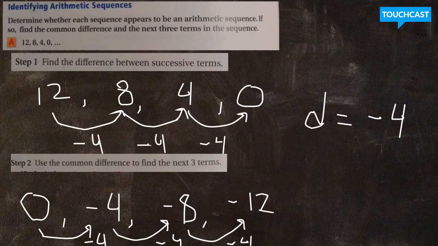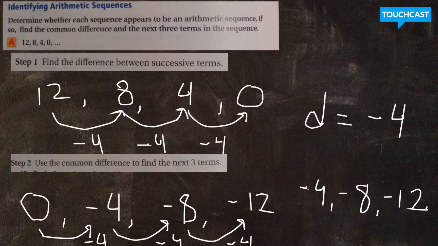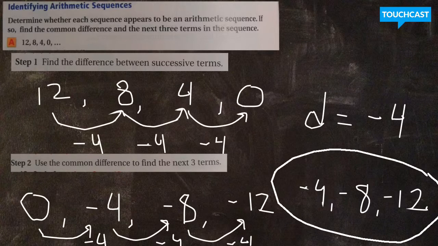So the next three terms are negative 4, negative 8, and negative 12. So we found out that it is arithmetic because it is subtracted by 4 from one term to the next, and that the next three terms are negative 4, negative 8, and negative 12. Let's take a look at another example.